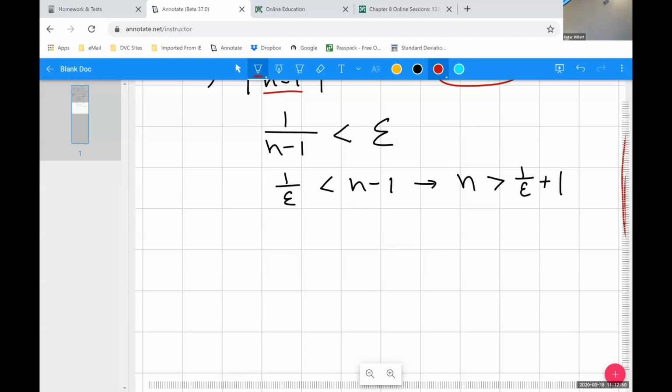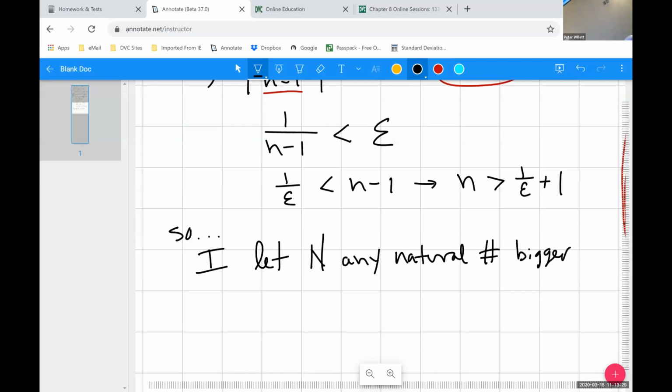So basically the idea is I want to choose an n value, a capital N value that forces this to be true. So based on this fact, I let capital N just be any natural number bigger than 1 plus 1 over epsilon.